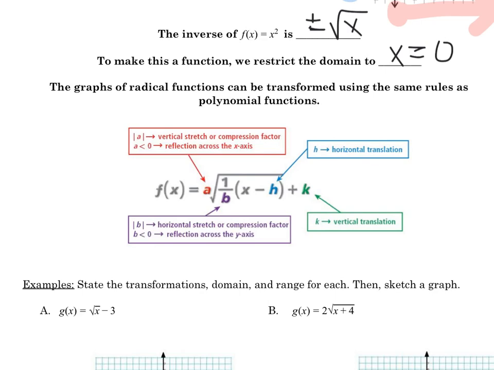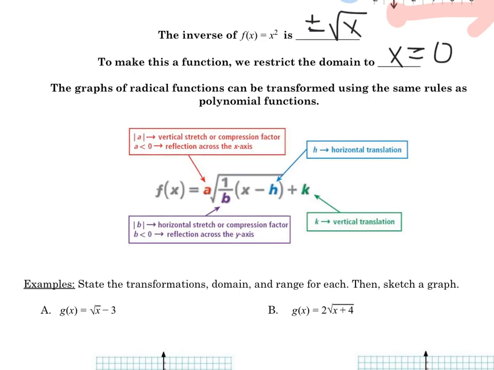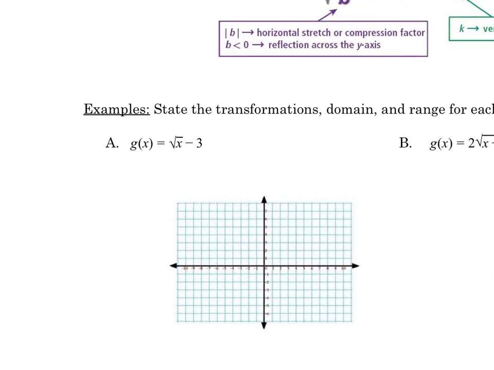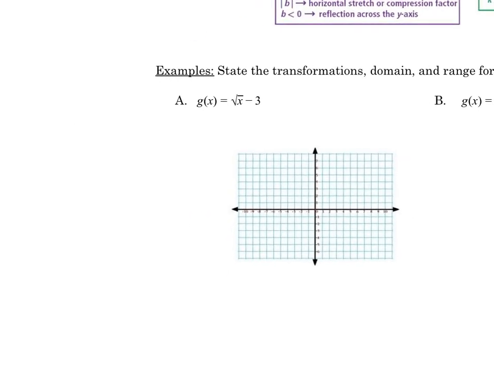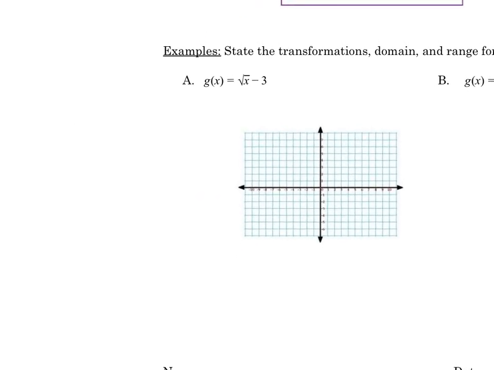Let's look at a couple of examples together. So let's look at example A here. And what we want to do, we want to state the transformations, the domain, and range. I usually save the domain and range for last. I think it's easier to see once we have a graph. So there's a couple ways we can approach this. I know that I want what's in my square root to be a perfect square.